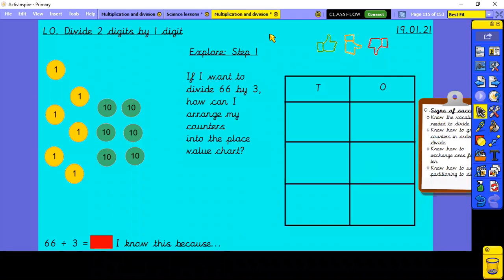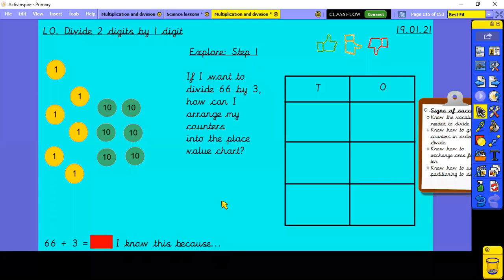Okay, we're going to do the same this time, but using a place value chart. So if I wanted to divide 66 by 3, how could I arrange these counters into my chart? So remember, they need to be in 3 equal groups and be 66 divided by 3. I've got my 66 here. So again, could you pause the video and either do this in your head using some counters or drawing this in your maths book? So we're dividing 66 by 3 using our counters.